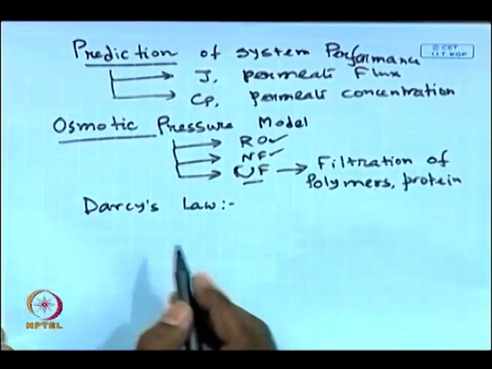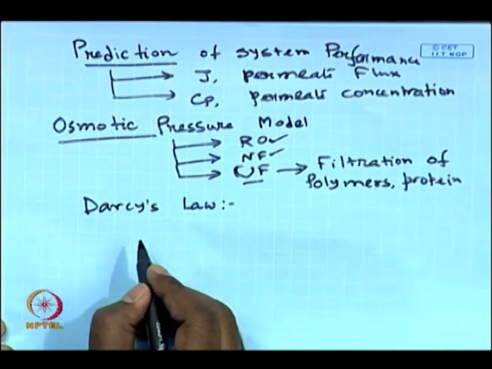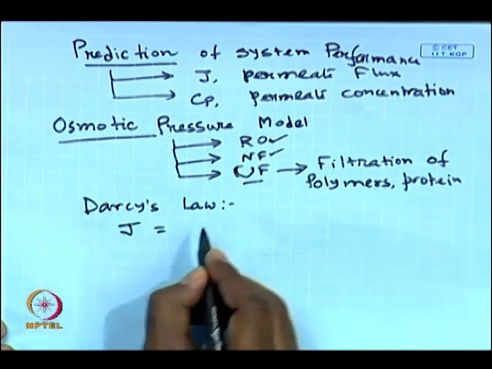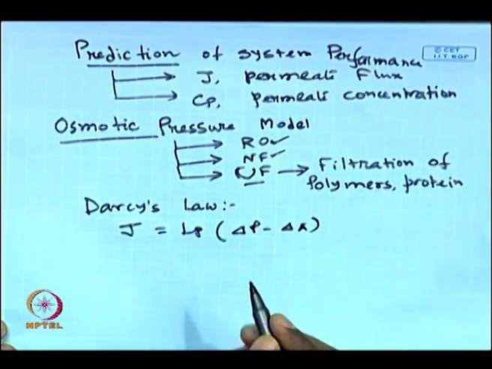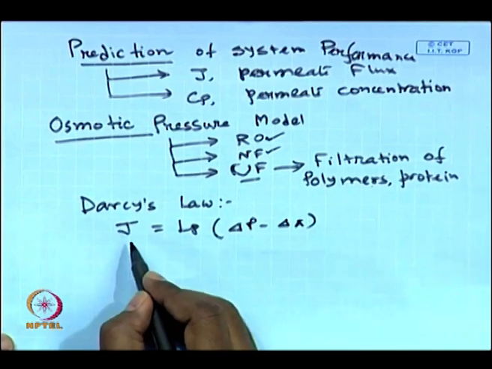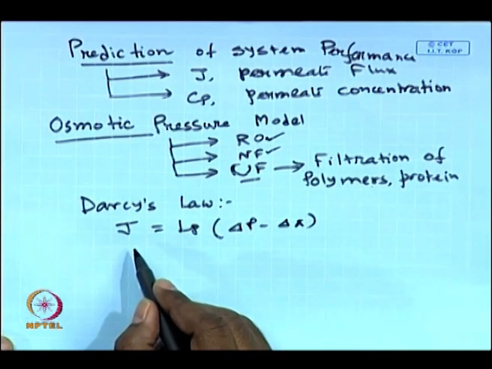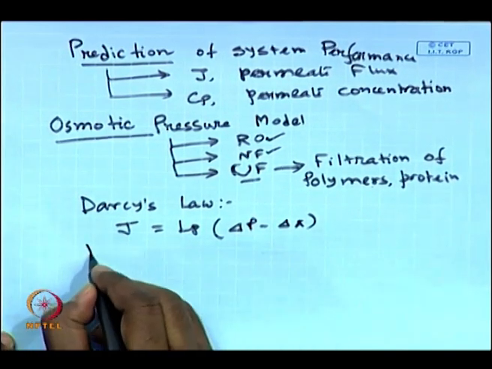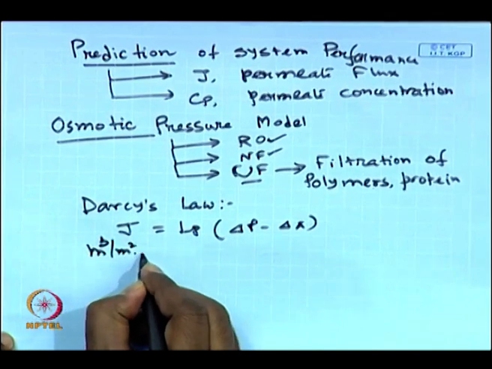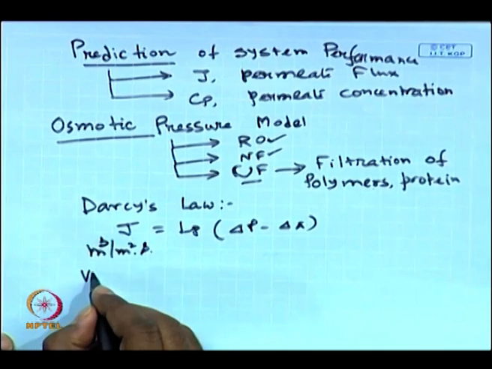So, Darcy's law will give you the equation for the solvent flux through the porous membrane, and if you remember, J is equal to LP into delta P minus delta pi. What is J? J is the solvent flux or the permeate flux. It is a volumetric permeate flux, with a unit of meter cube per meter square second. Okay. So, let us make this very clear. Meter cube per meter square second is known as the volumetric flux.